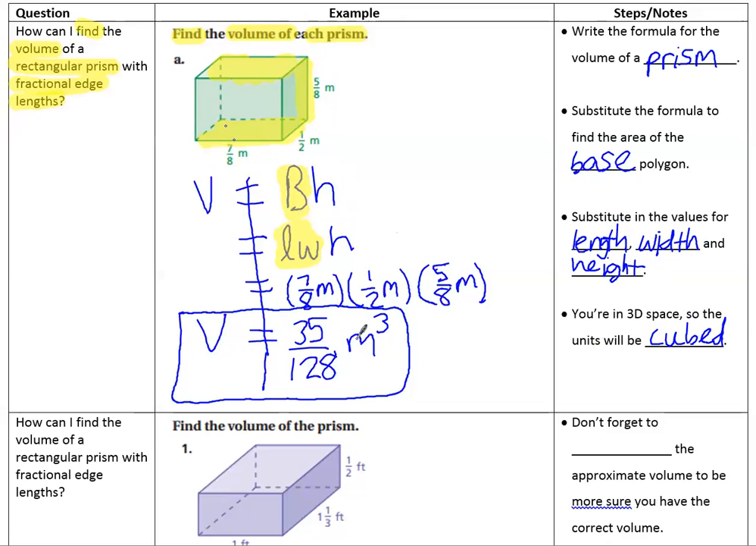And that's what we always do. We try to do our writing brain. That's when we're writing out formulas, substituting in. And then our thinking brain is what we got, the volume. Does this make sense? And hopefully it does.